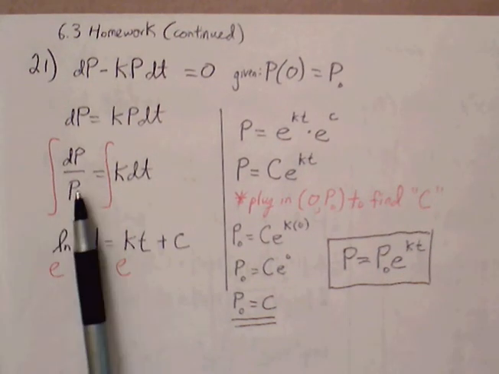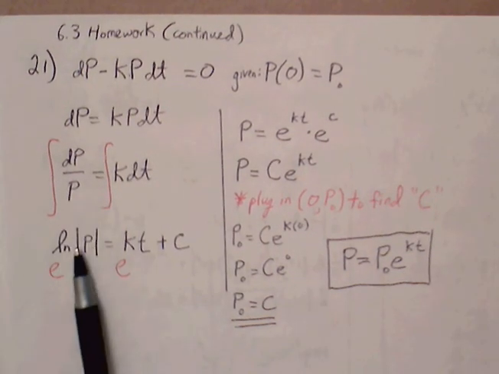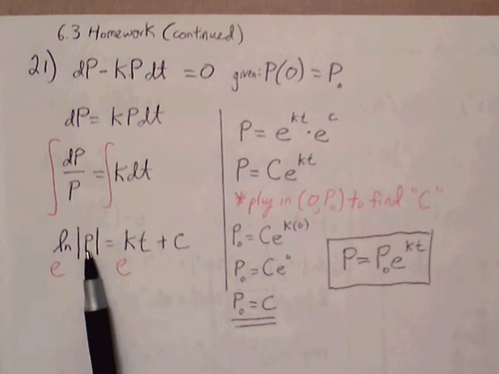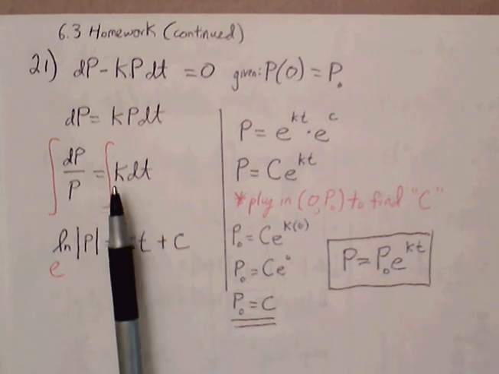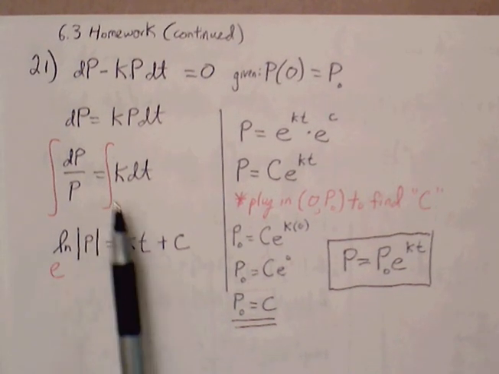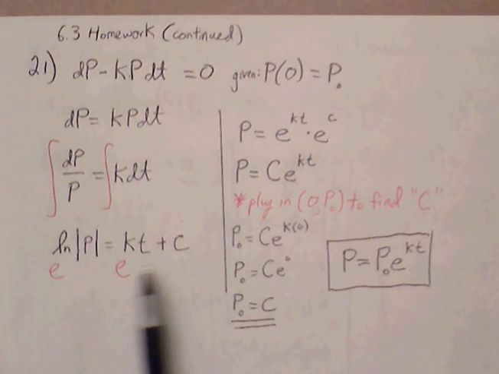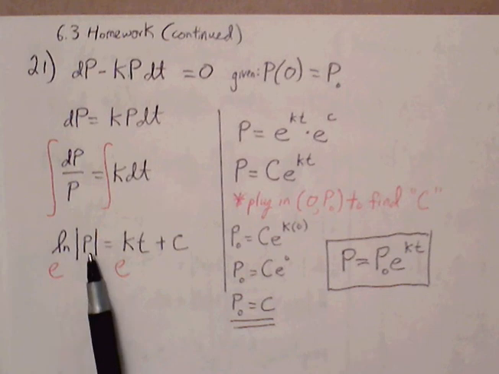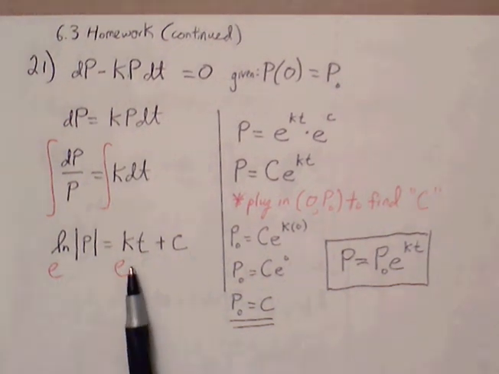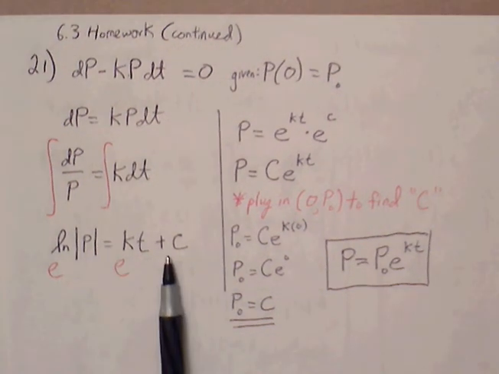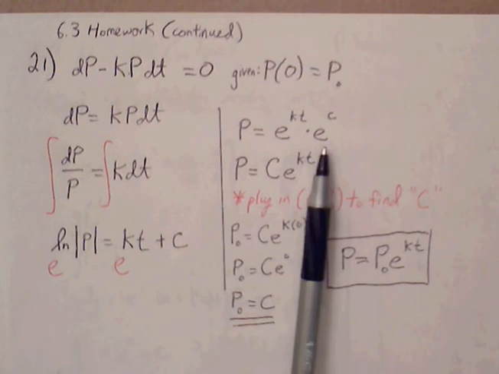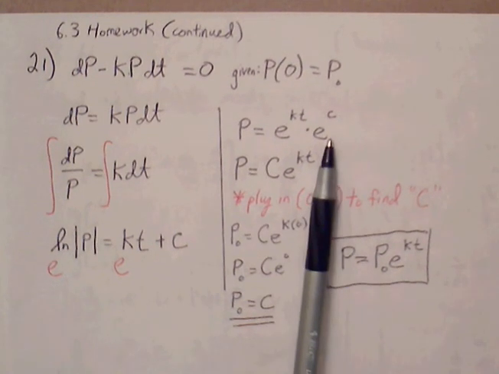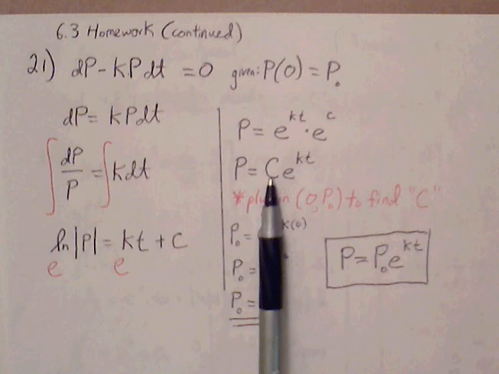Take the integral of both sides. The left side will just be natural log of u. In this case, our u value is p. On the right side, we have a constant. So integral of a constant is constant times a variable plus c. Exponentiate both sides. E to the ln of p will simply give us p. E to the kt plus c, we can think of it as e to the kt times e to the c. E to the c is a constant. Pull the constant in front.